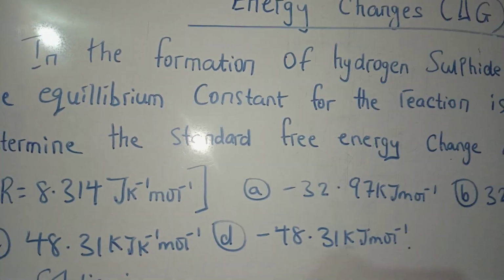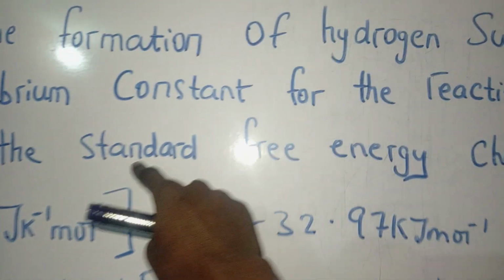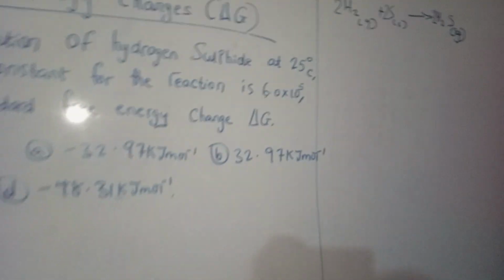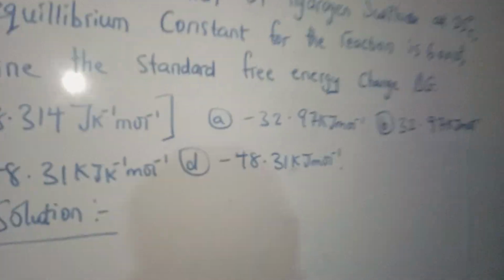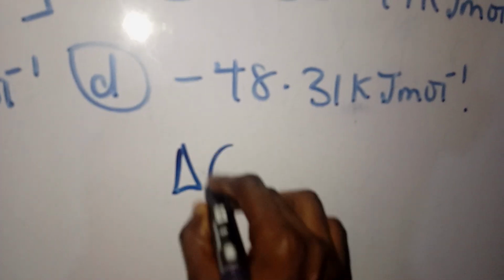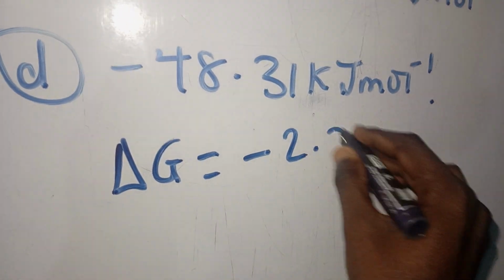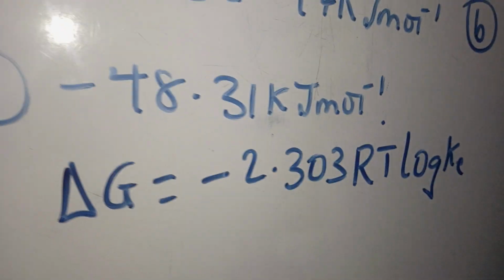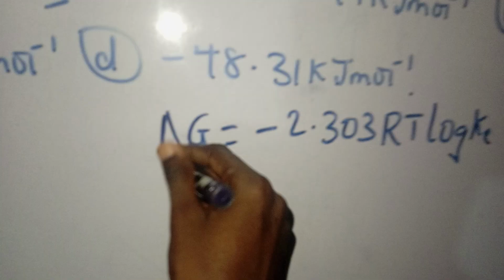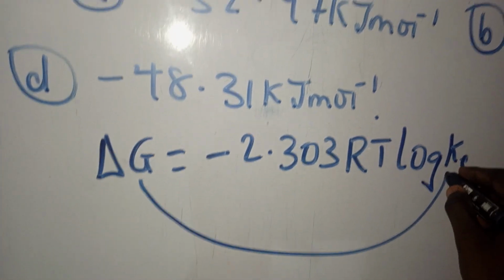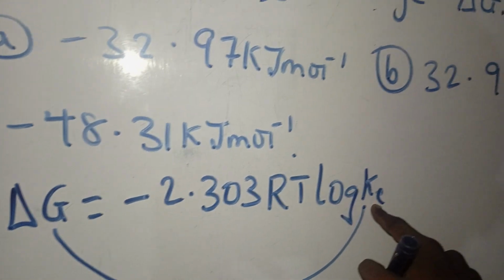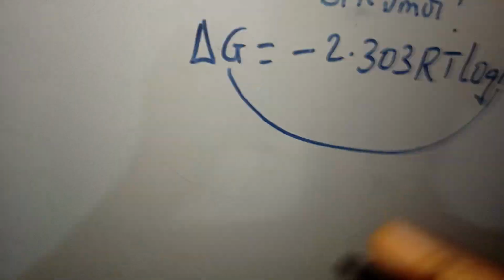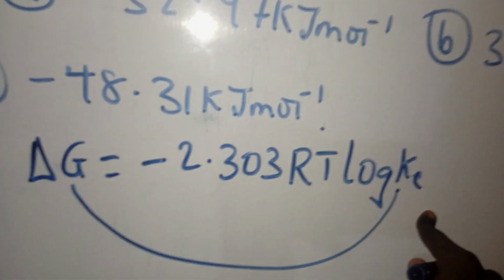Now there's a relationship between standard free energy change, delta G, and equilibrium. The relationship between the two is what we refer to as the Van't Hoff isotherm equation, where delta G is equal to minus 2.303 RT log Ke. This is the equation, the relationship between G and K. Since they gave you your K, the equilibrium constant, you can get delta G using this.